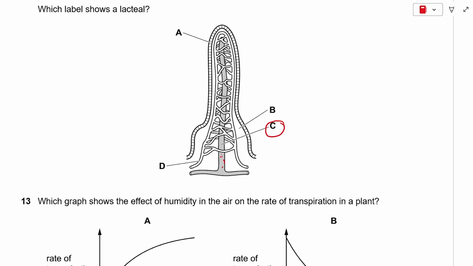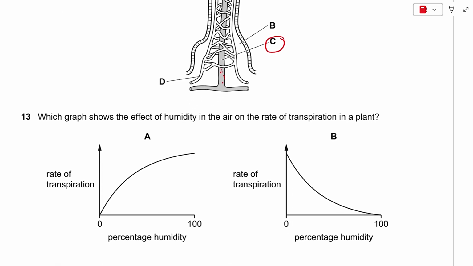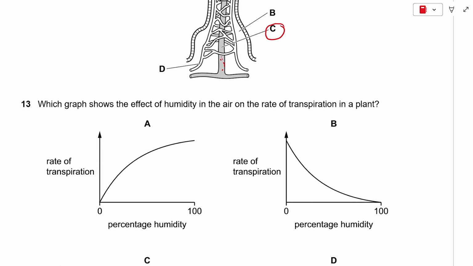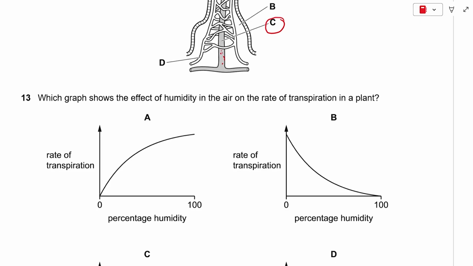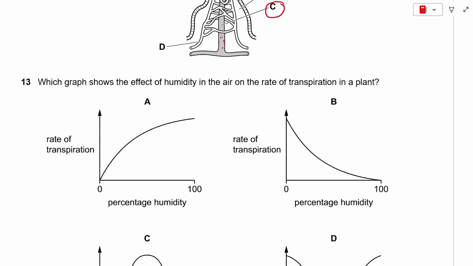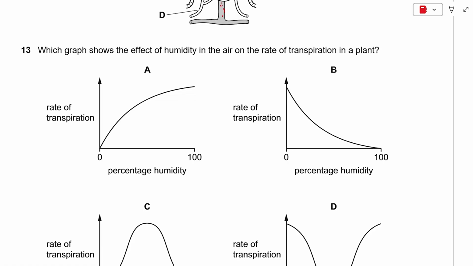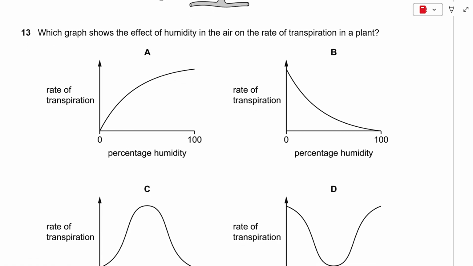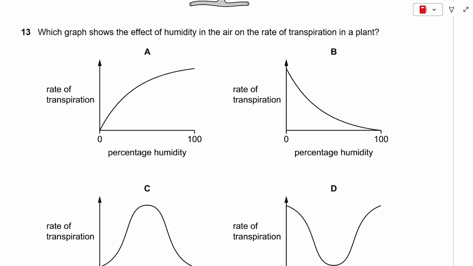Number 13 says, which graph shows the effect of humidity in the air on the rate of transpiration in a plant? Now we have to know that as the amount of humidity increases, the rate of transpiration decreases. All right. As humidity increases, the rate of transpiration does decrease.